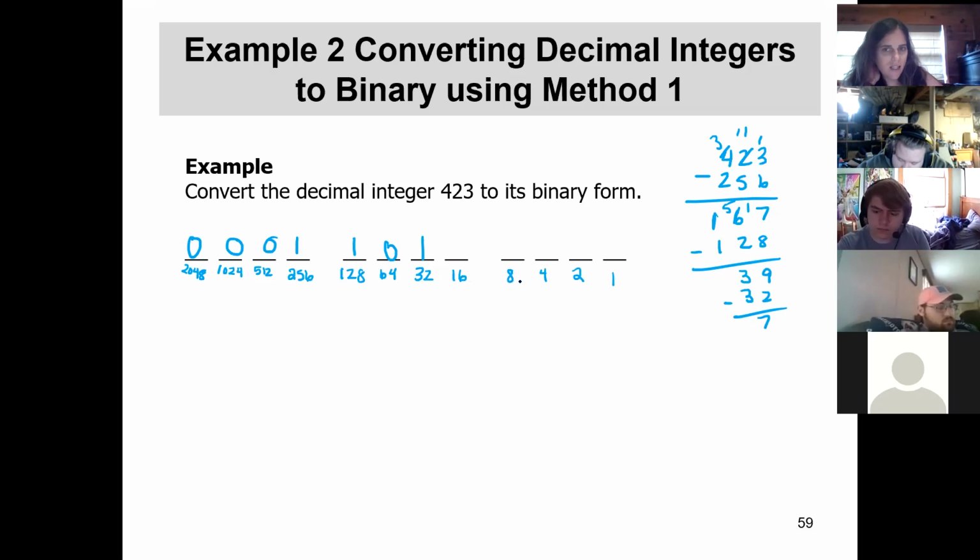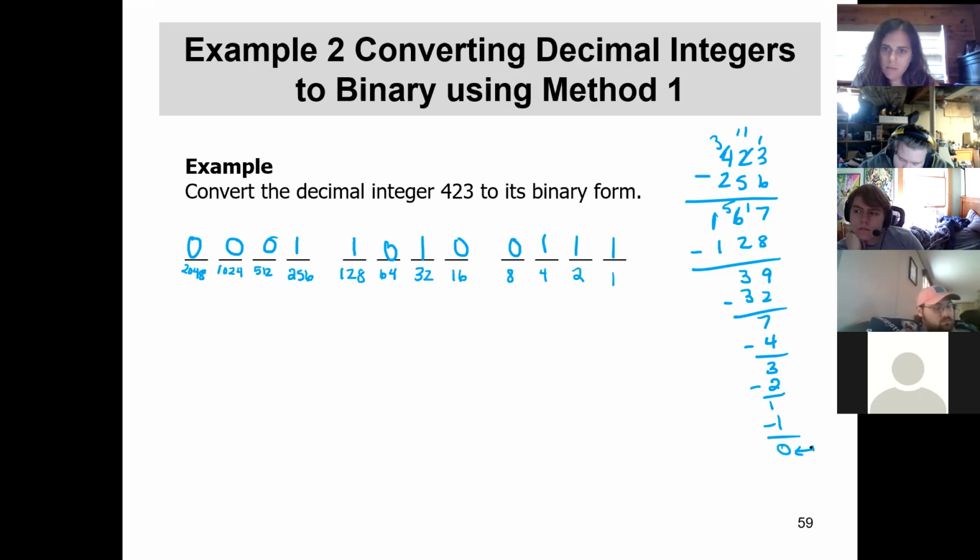So I have 16 and 8 that I can't subtract from 7, so putting zeros there. 4 is the next one I can subtract. And then a remainder of 3. So I'll subtract 2. Remainder of 1, so we'll use that 1. So now we're done. And that is the binary number for 423. Now you can see as we use larger numbers, it's going to get pretty long for a binary number.